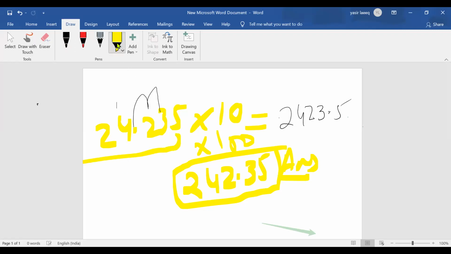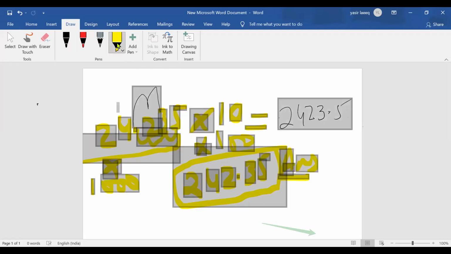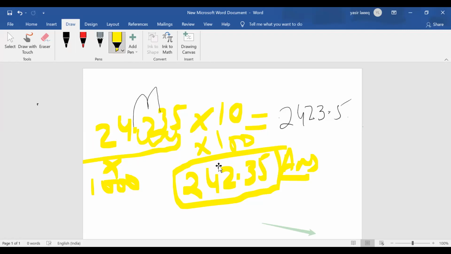Okay, this number is multiplied by 1000. So we have to move 3 places: 1 place, 2 places, 3 places. So your answer will be 24235. No decimal is there. If you want to put the decimal, it will go after 5.0, or there is no need because all the places are filled. Okay, is it clear?